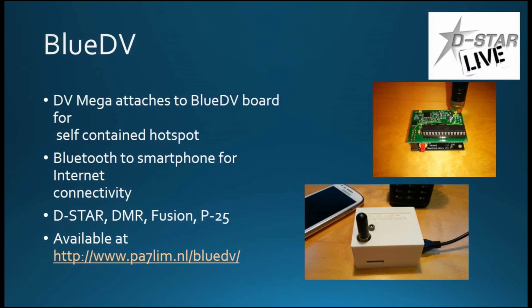This is the DVMega board, which is just a couple of inches square, maybe a little less than that. And it provides the connectivity underneath that the Raspberry Pi did. However, it gets its internet connectivity via Bluetooth. So I can take my smartphone, link it to it via Bluetooth, and that gets its internet connectivity, and I can run it.